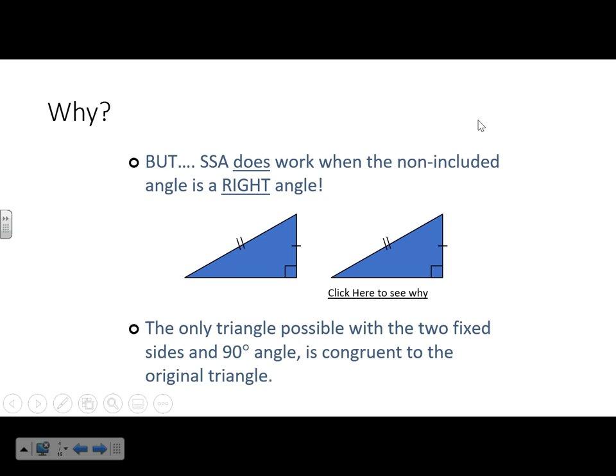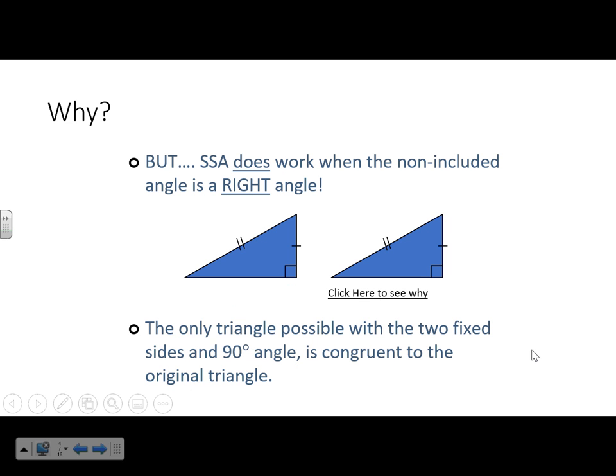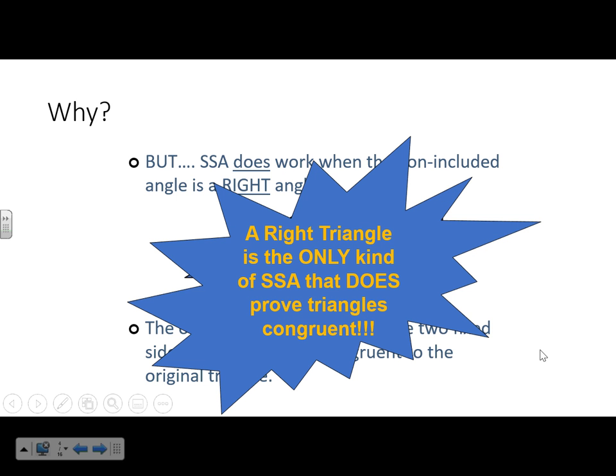But side-side-angle does work when the non-included angle is a right angle. So again, if you swing the shorter side, then it wouldn't be 90 degrees. So this 90-degree angle here, if I swing it inside, now it's not 90 degrees, now it's an obtuse angle. If I swing it outside, now it's an acute angle. The only way that it's going to be exactly 90 degrees is if it stays that way. So if you have a 90-degree triangle, you can use side-side-angle. We're going to call it hypotenuse leg, and we'll talk about that in a second. A right triangle is the only kind of side-side-angle that does prove triangles are congruent.